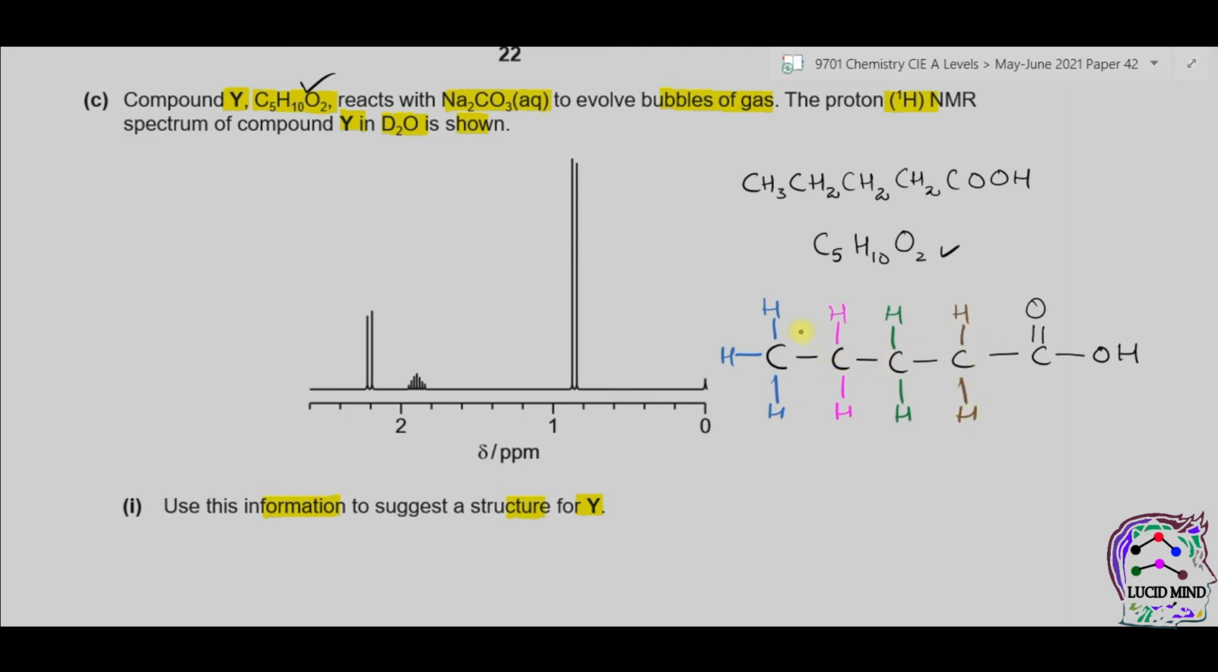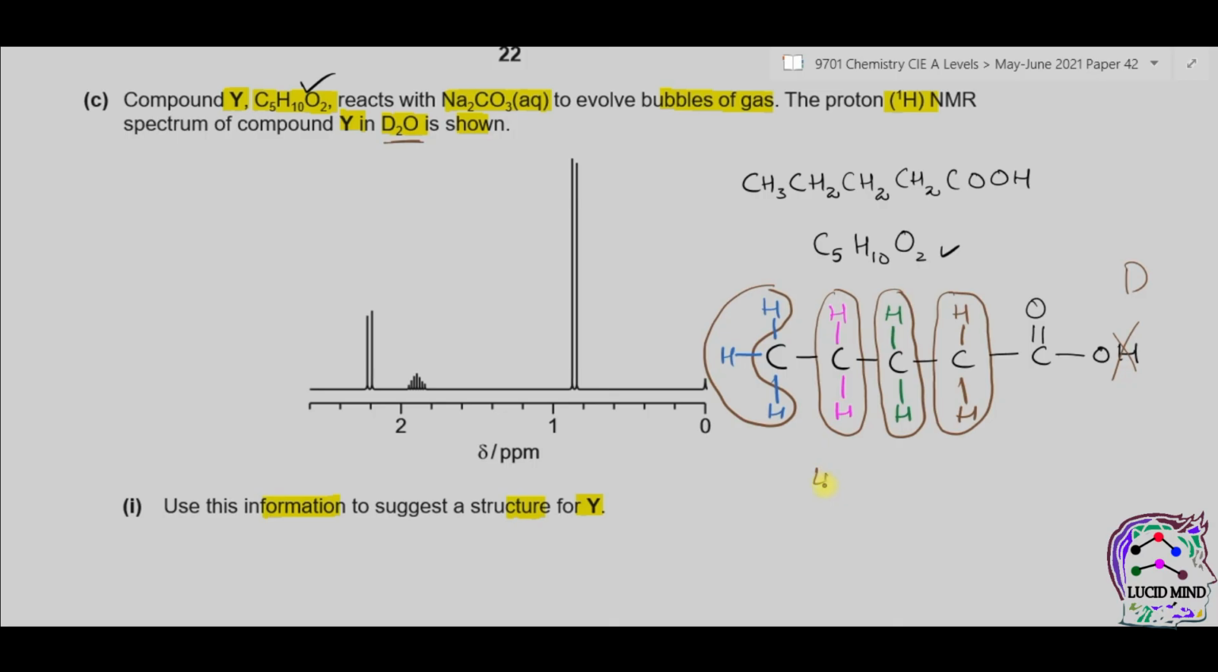Now let's find out the environments that will give peaks. These 3 are identical, so one environment. These 2 are identical, so a second environment. Then we have a third, then a fourth. So 4 environments are there. As this hydrogen is exchanged with deuterium because D2O is present, we have 4 environments. So 4 peaks should be there, but only 3 peaks are given: 1, 2 and 3. It means that this structure is incorrect.